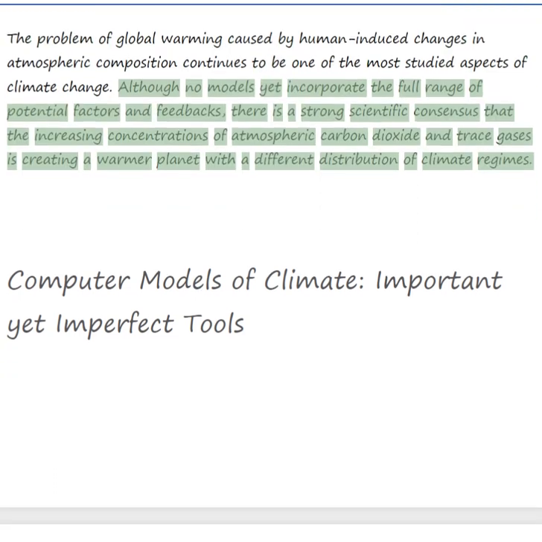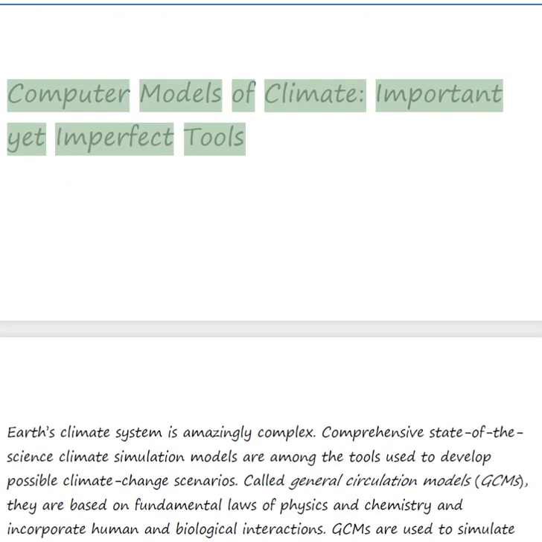Although no models yet incorporate the full range of potential factors and feedbacks, there is a strong scientific consensus that the increasing concentrations of atmospheric carbon dioxide and trace gases is creating a warmer planet with a different distribution of climate regimes. Computer models of climate: important yet imperfect tools.